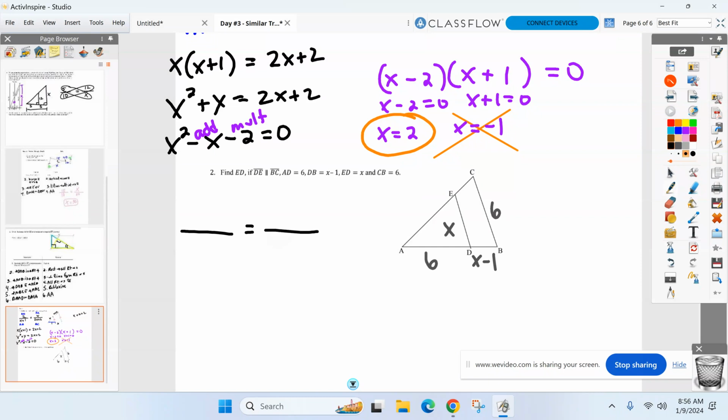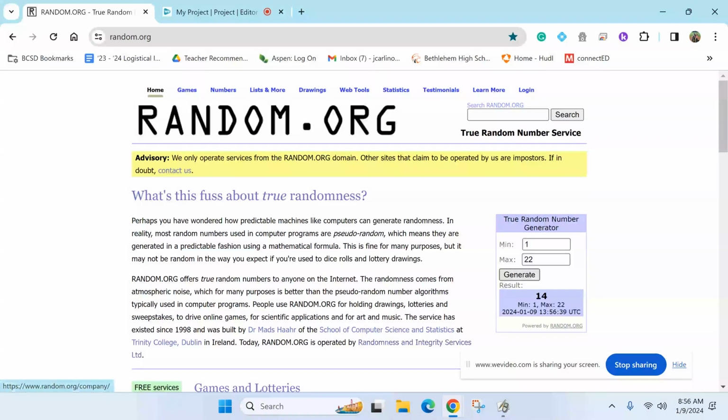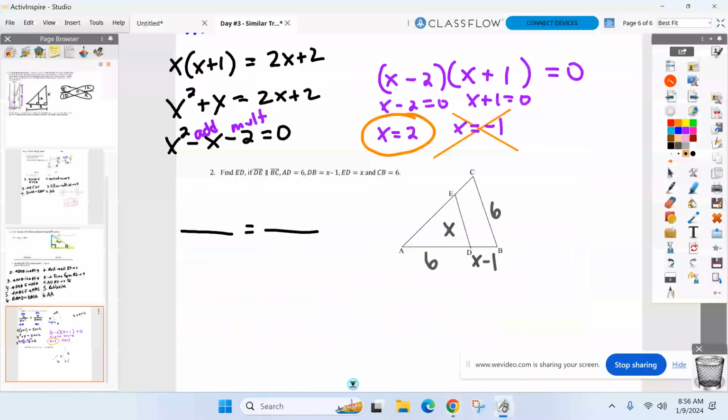All right, start it off with me. Pick a side from either triangle, please. Pick a side from the small or the big triangle to start out with. Your call here. Stephanie, what do you want to start out with? 6. Now, which 6 are you talking about? AD or CB? AD, 6. All right, so we're talking AD is 6. Stephanie's giving us AD.